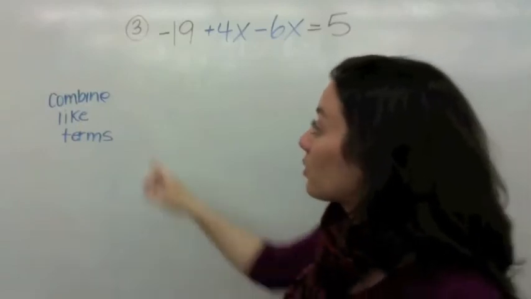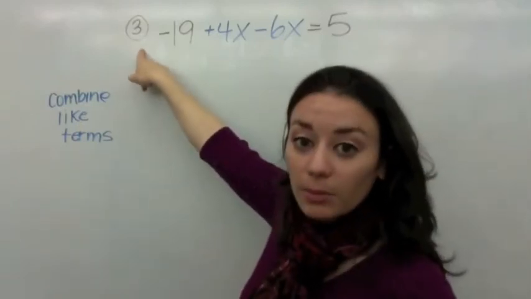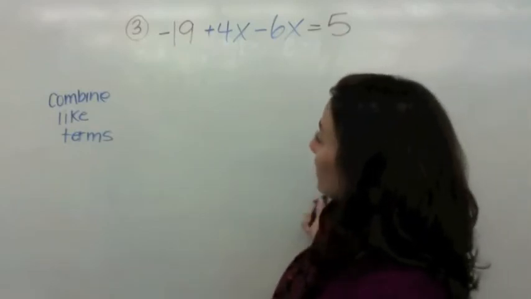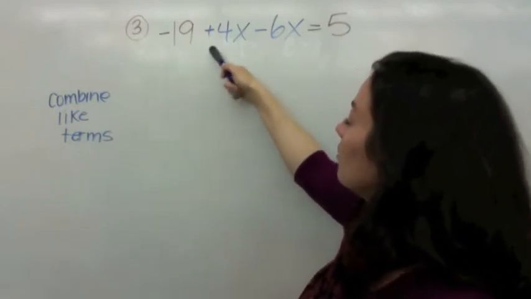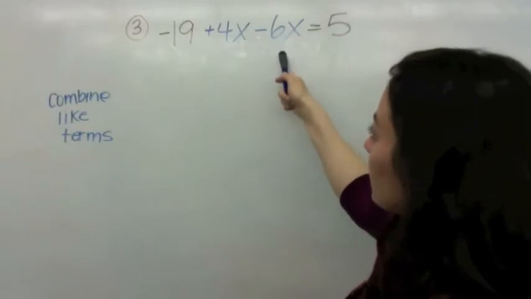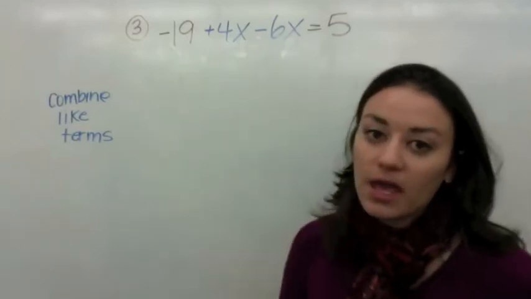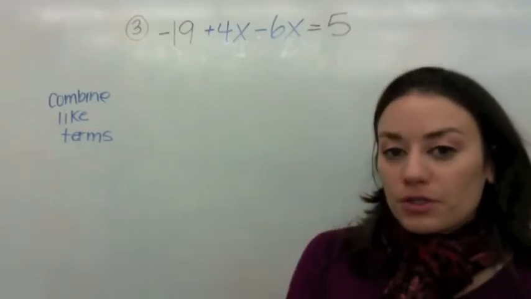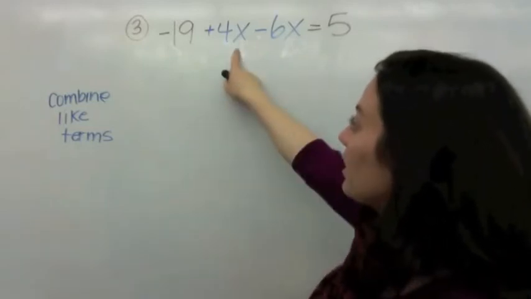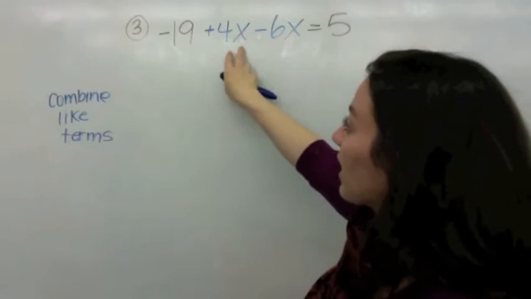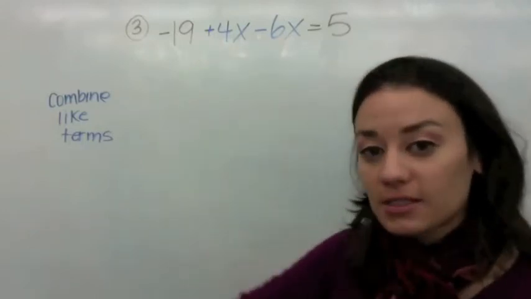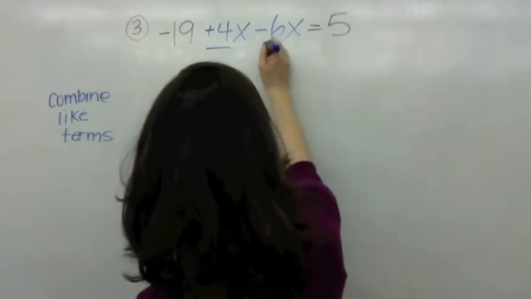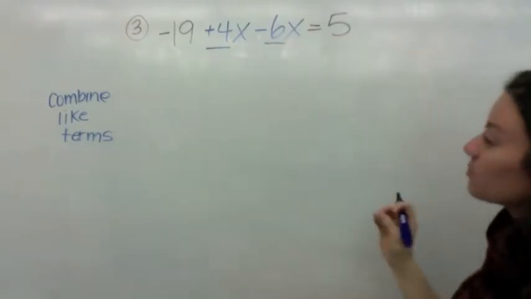So let's take a look at another example where we have to combine like terms. Let's take a look at number 3 on your paper. So we did number 1, now we're going to do number 3. Read the equation with me. It says negative 19 plus 4x minus 6x equals 5. Okay, so what are we going to look for first? We're going to take a look at the linear terms, the terms that are married to x, yes? And we're going to underline the coefficients that are multiplied by x.